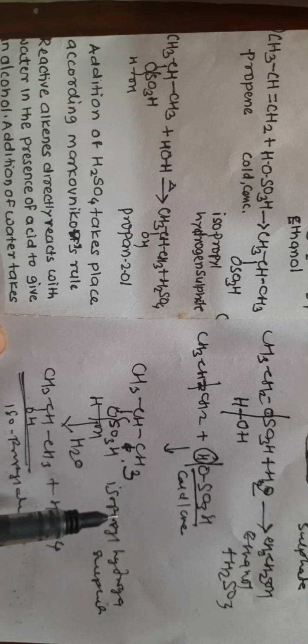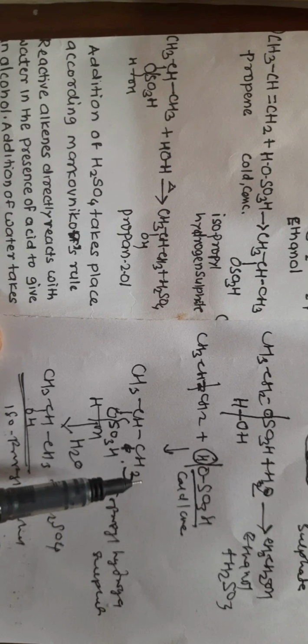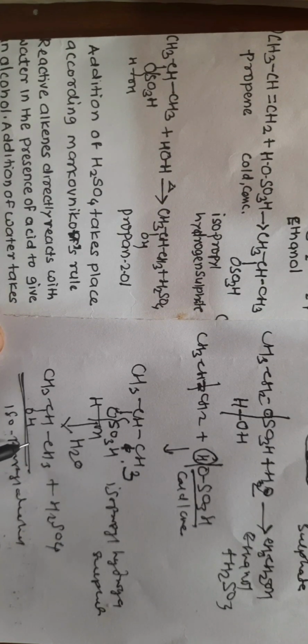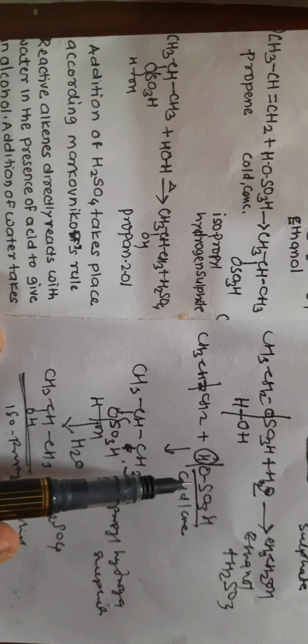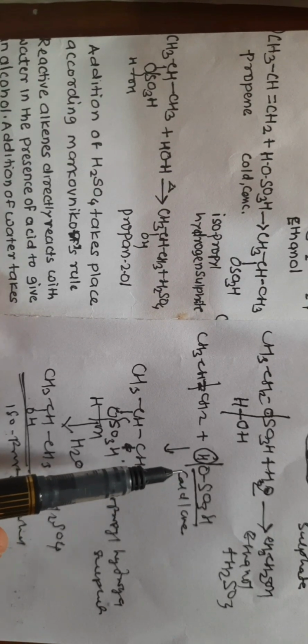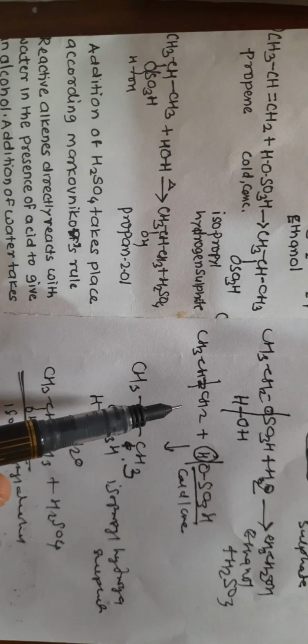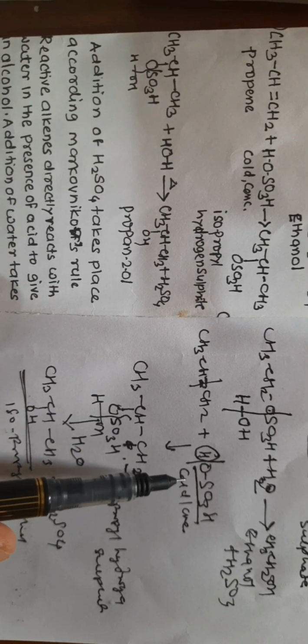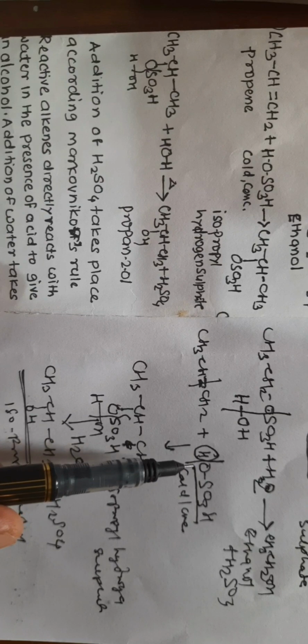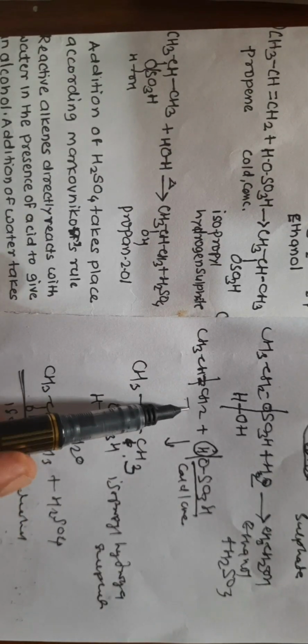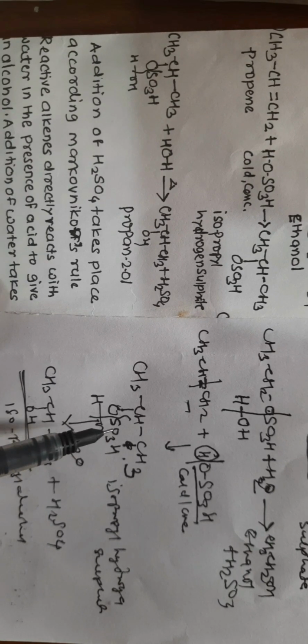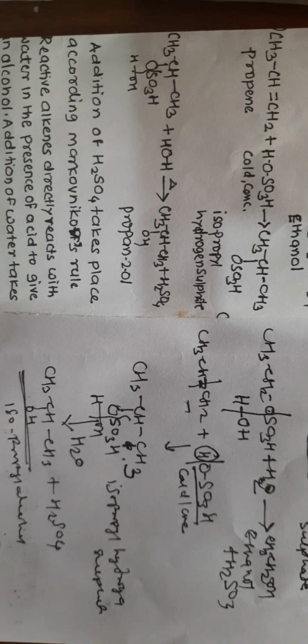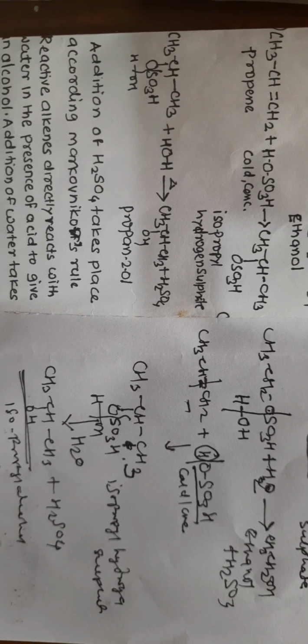Many students do the reaction opposite to this, and there is a formation of n-propyl alcohol, but that is wrong, because we have to use Markovnikov's rule here. You have to remember that it is an unsymmetrical alkene. Therefore, we have to apply Markovnikov's rule. This hydrogen goes to this carbon atom. Therefore, we will get isopropyl hydrogen sulfate, and that isopropyl hydrogen sulfate on hydrolysis gives isopropyl alcohol.